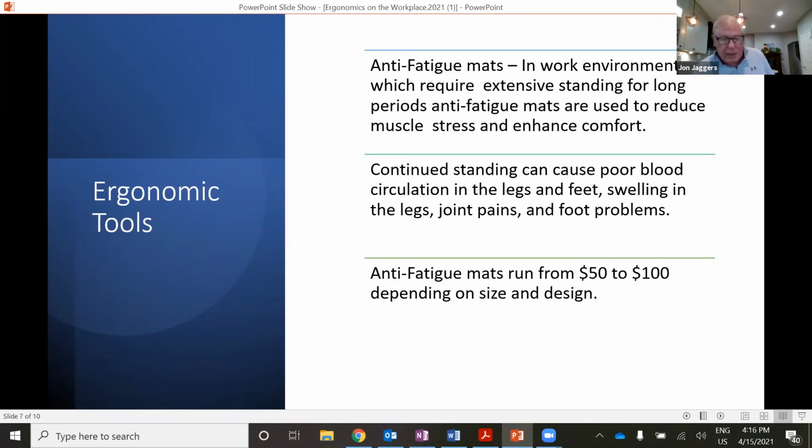Really, that continual standing can cause poor blood circulation, swelling, joint pain, foot problems, etc. And amazingly, I did a quick search on Amazon. Those anti-fatigue mats only run $50 to $100, depending on the size and design.